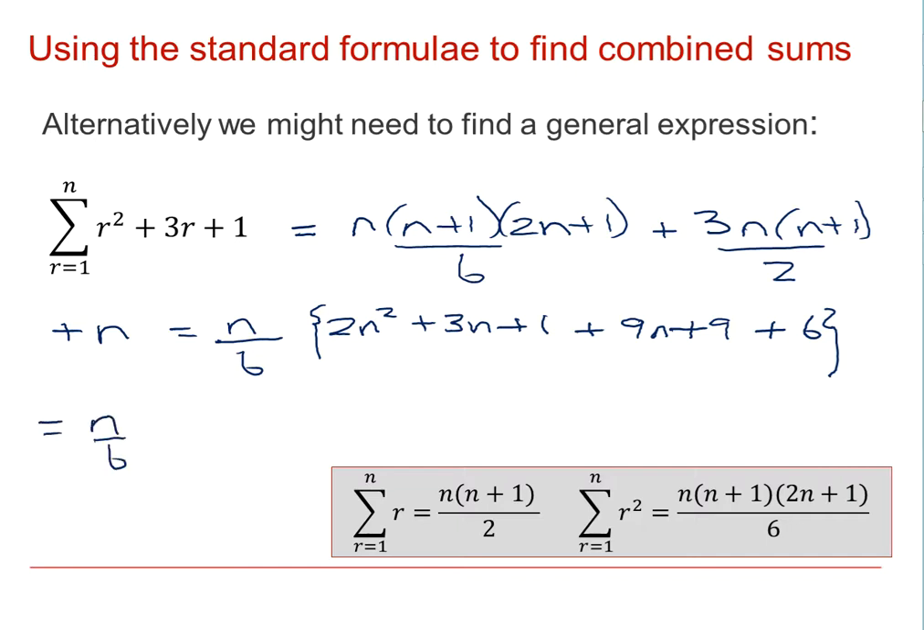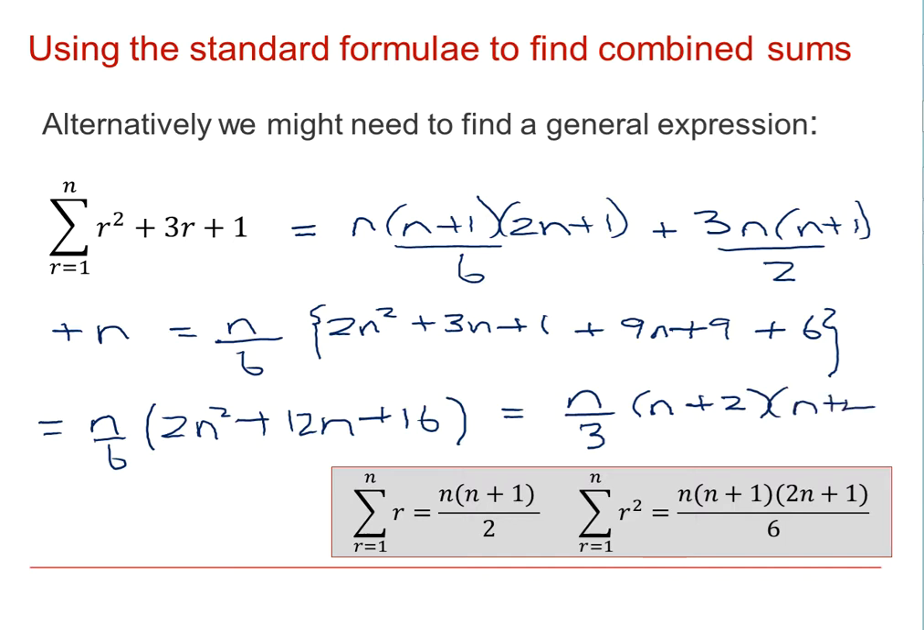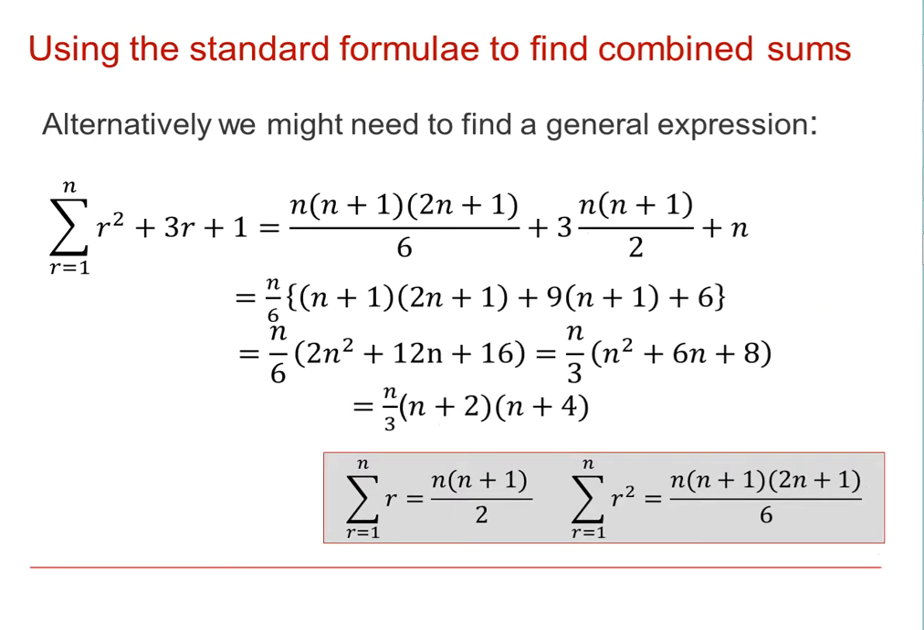Carrying on, doing a little bit of algebra, that would give me 2n squared plus 12n plus 16, and if I cancel down by a factor of 2 and factorise, that leaves me with n over 3 times n plus 2 times n plus 4. And that gives me my general expression for summing that polynomial. If I had an expression that involved the sum of r cubed, I could of course go about the question in a similar way, but using the formula for r cubed.